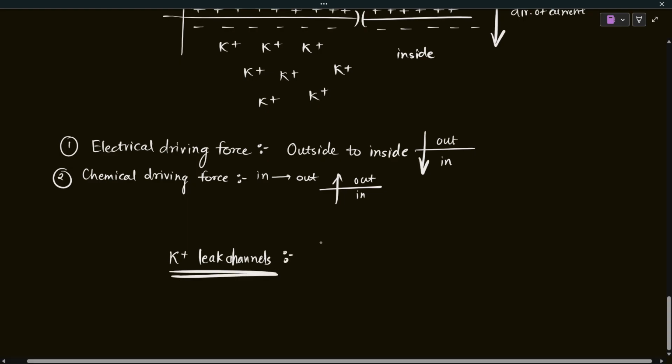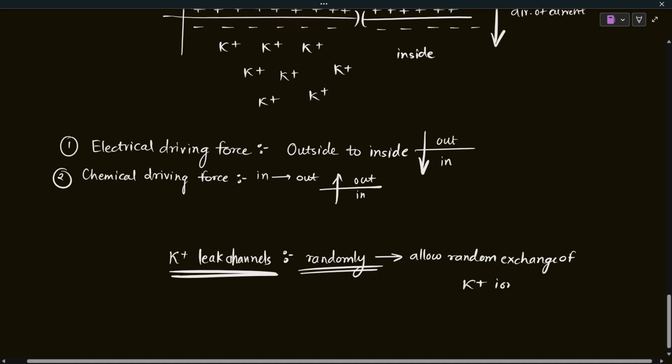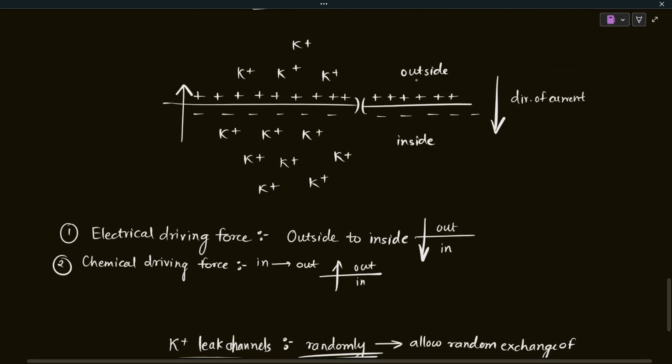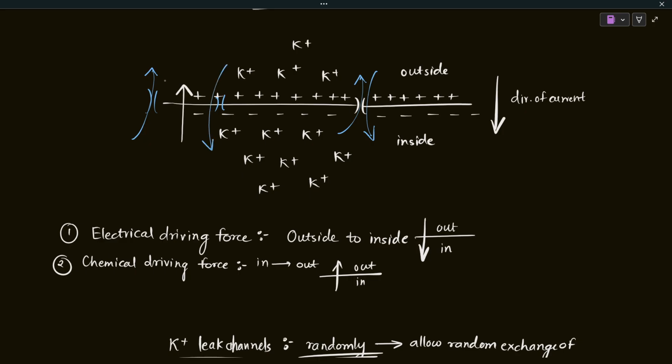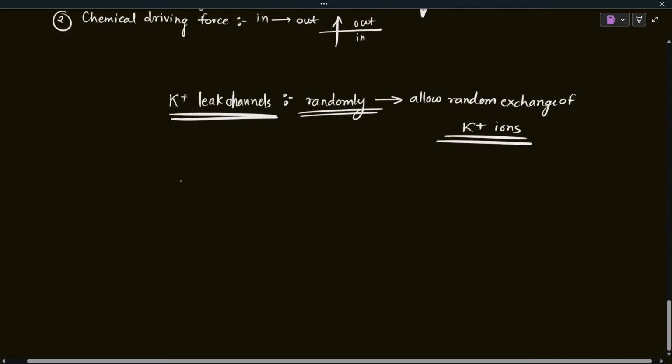Okay, so they do not need any stimulus to open, they open randomly. As they open randomly, they are going to allow random exchange of potassium ions. So at some times the potassium will be moving out, and at the same time the potassium will be moving in. Let's say that this particular channel is moving the potassium from inside to outside, while this particular channel is moving that from outside to inside. And then at the next second, they can reverse the direction of the ion exchange, right? So the potassium exchange will go on and on till the equilibrium is reached.